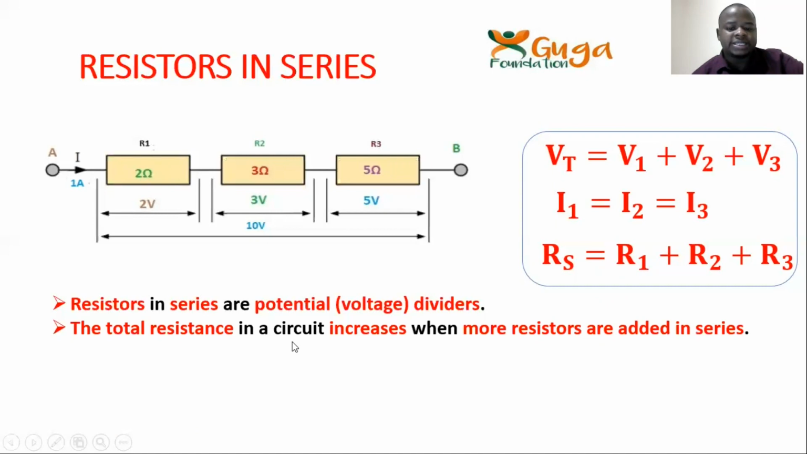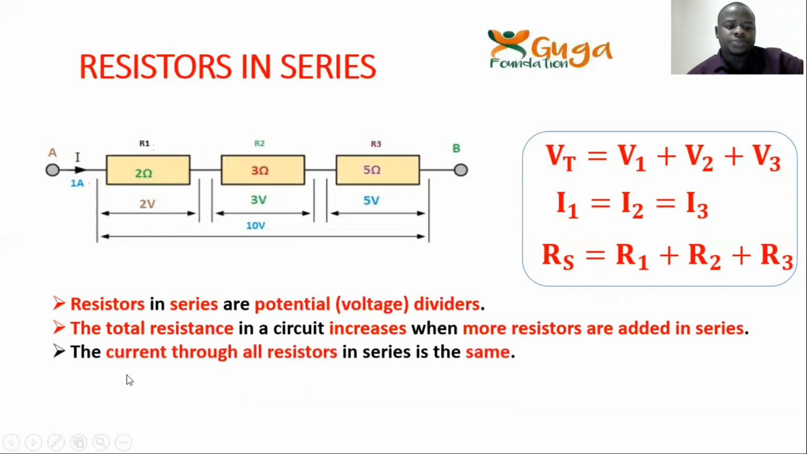The total resistance in a circuit increases when more resistors are added in series. This is very important. When you have a lot of resistors in series and you add them, the total resistance will increase. And the current through all resistors in series is the same. I've said that it doesn't matter whether you measure it here or here or here, it's just the same.